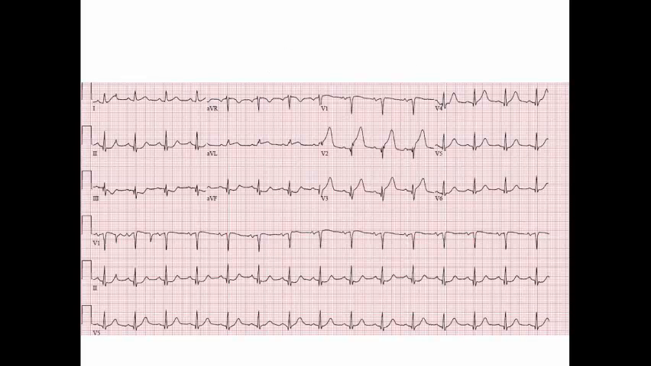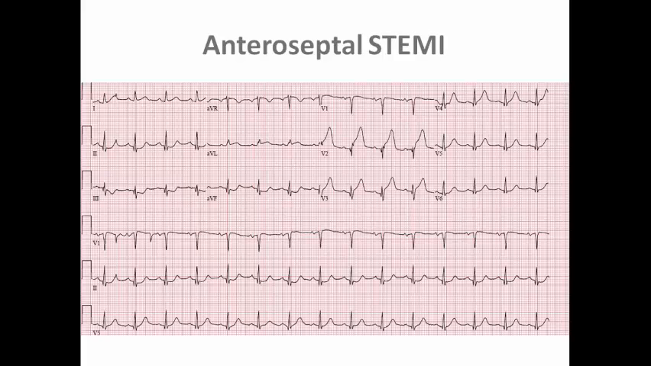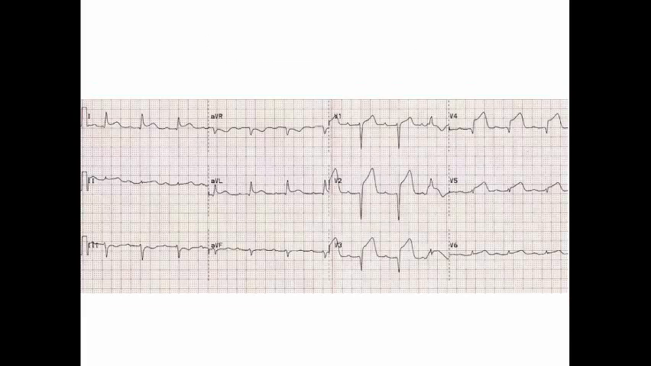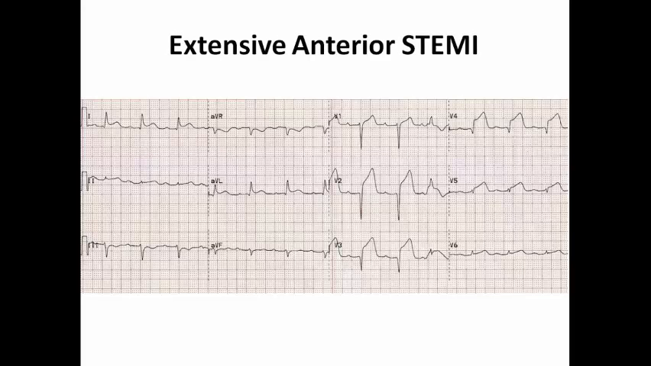So for example, in this patient we can see ST elevation in V2, 3, and nearly V4, so we can call it Anteroseptal STEMI. And in this patient, we can see that the ST elevation is extending from V1 to V6, and so we can call it extensive anterior STEMI.